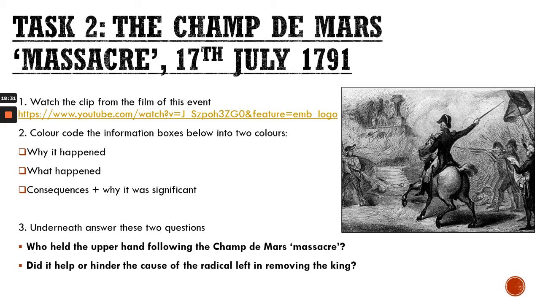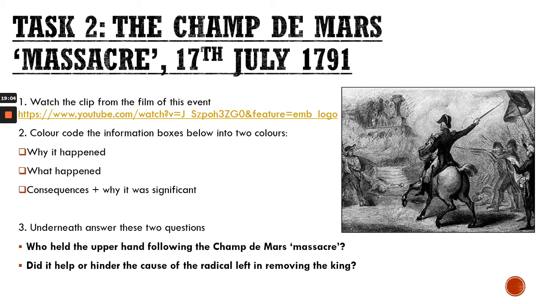Okay, so what I'd like you to do is you're going to have a bit of TV watching now. So can you click on this link, or you can cut and paste it from your worksheet into your browser. And it's a clip, it's about 10 minutes. It's just the film extract of the Champ de Mars massacre. And then on your worksheet, you've got a grid where I'd like you to colour code the information into 3 colours: why the Champ de Mars happened, what actually happened, and the consequences and why it was significant.